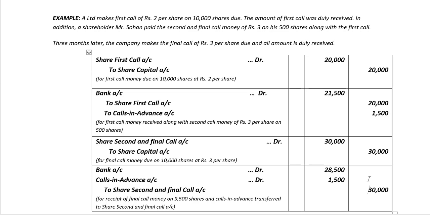This is for receipt of the final call money on the 9,500 shares and the calls in advance transferred to share second and final call account. So these are the journal entries relating to calls in advance.